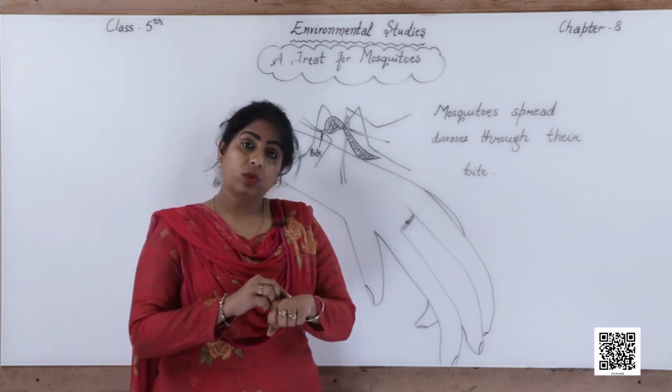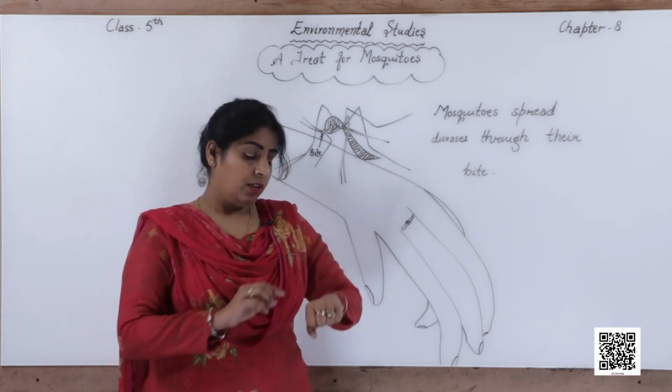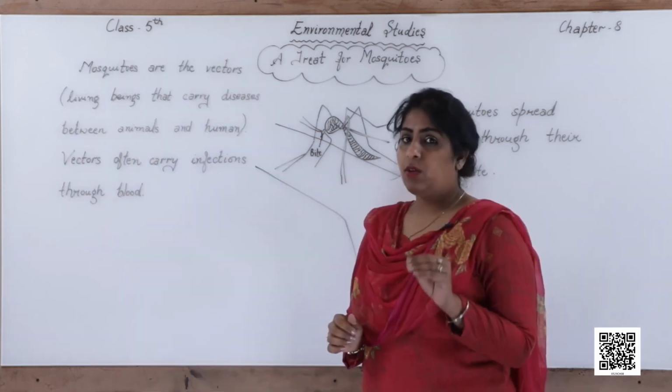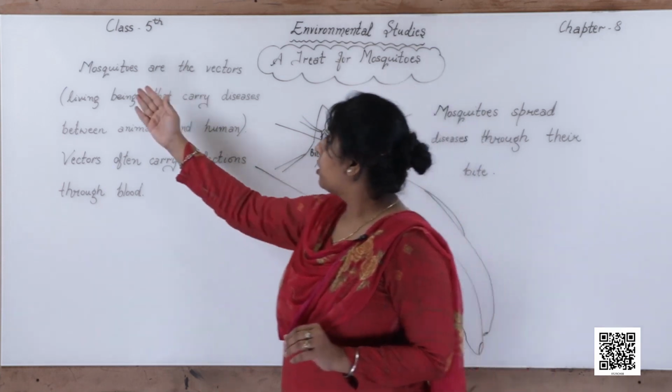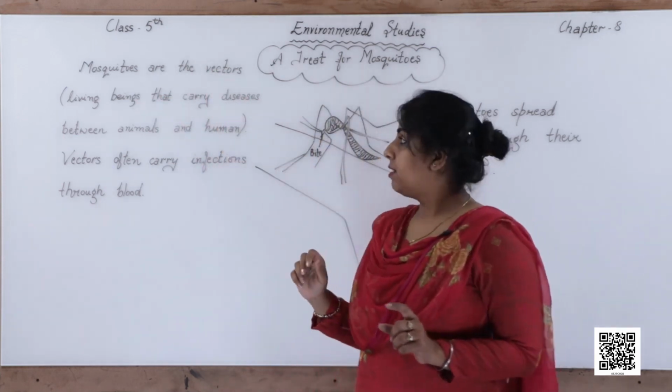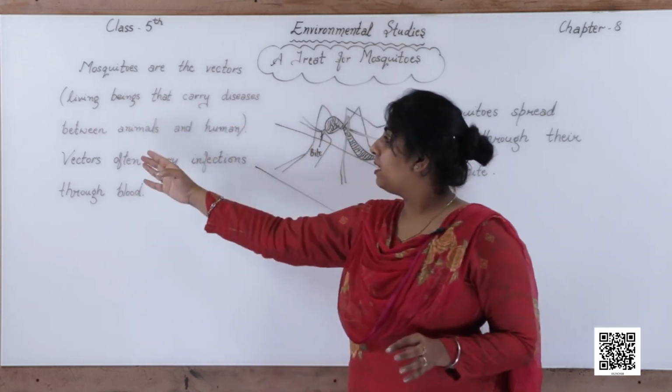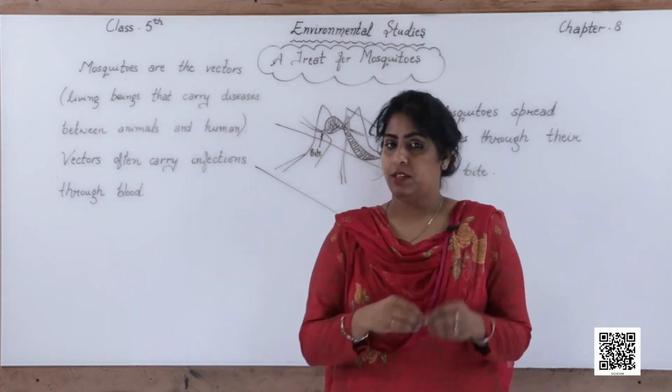Children, mosquitoes are blood suckers. When they bite us, they suck our blood. Therefore, we can say that mosquitoes are the vectors. Now, what are vectors? Vectors are the living beings that carry diseases between animals and humans.